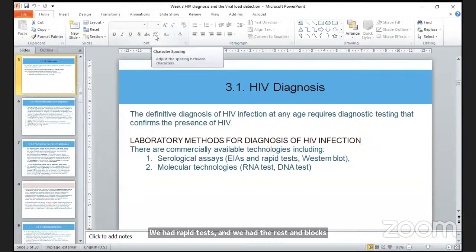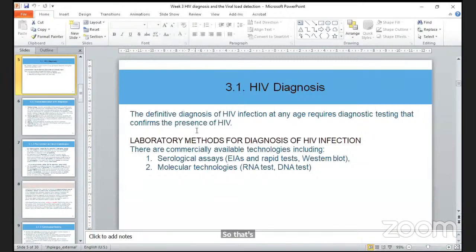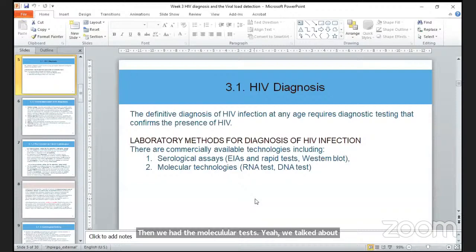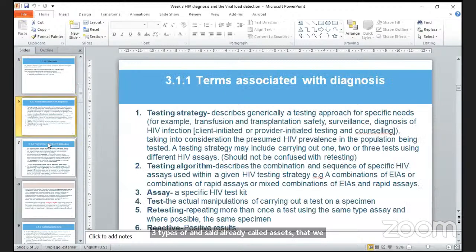So I hope you're still able to remember all these, because like I said, we'll recap on this after week 6 through the online system. So please try to understand them. Then we had the molecular tests. Here we talked about isolating the RNA and then doing the molecular test on it, as well as the DNA. So there are 2 types of molecular assays, while there are 3 types of serological assays that we discussed. So I hope you still remember this, for those who left early.